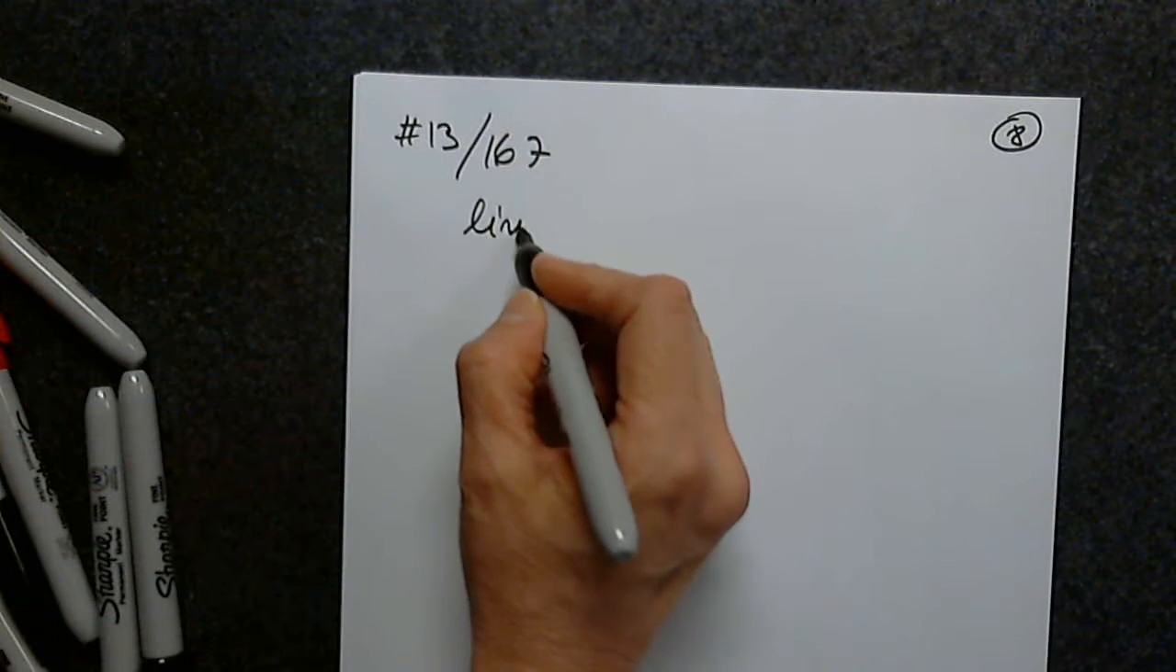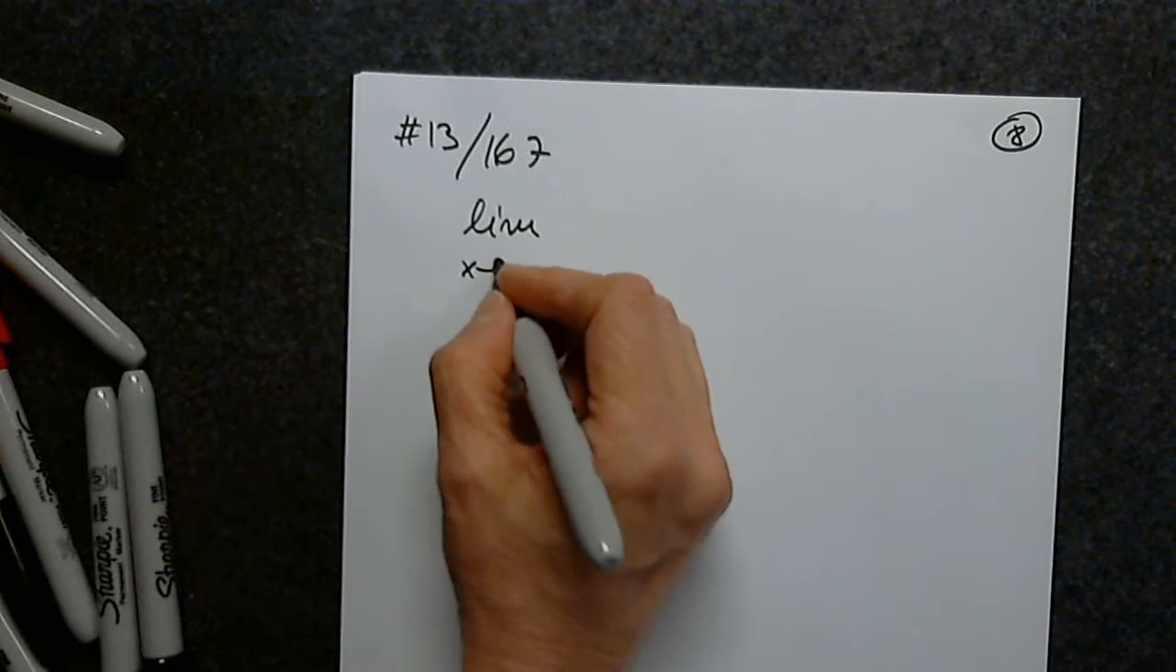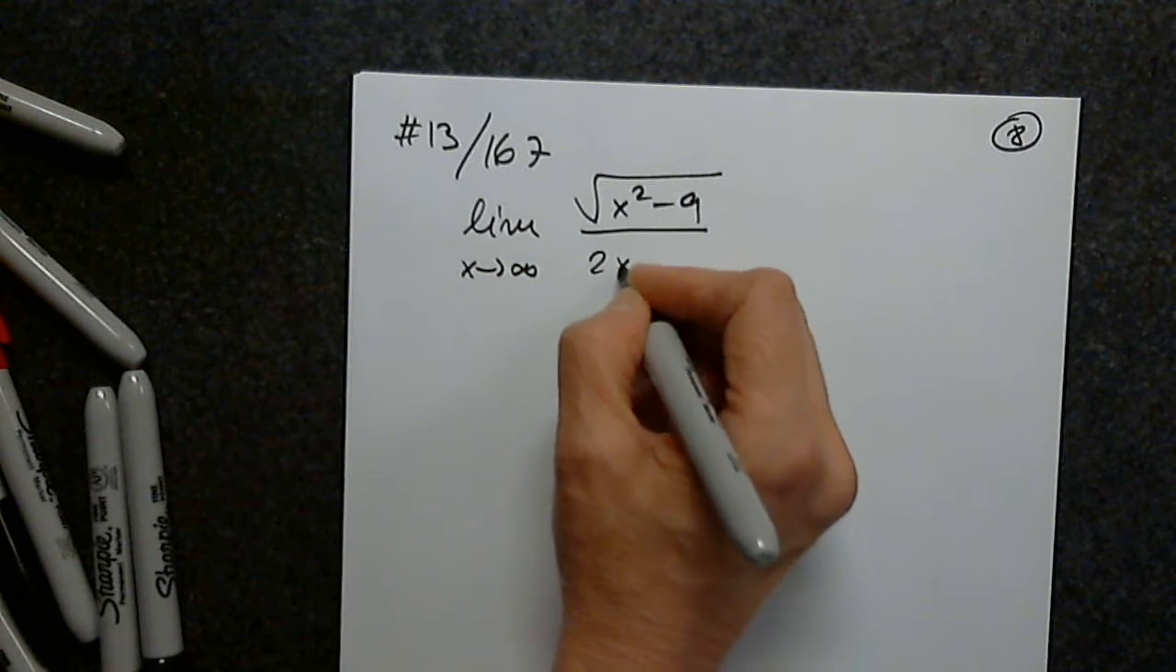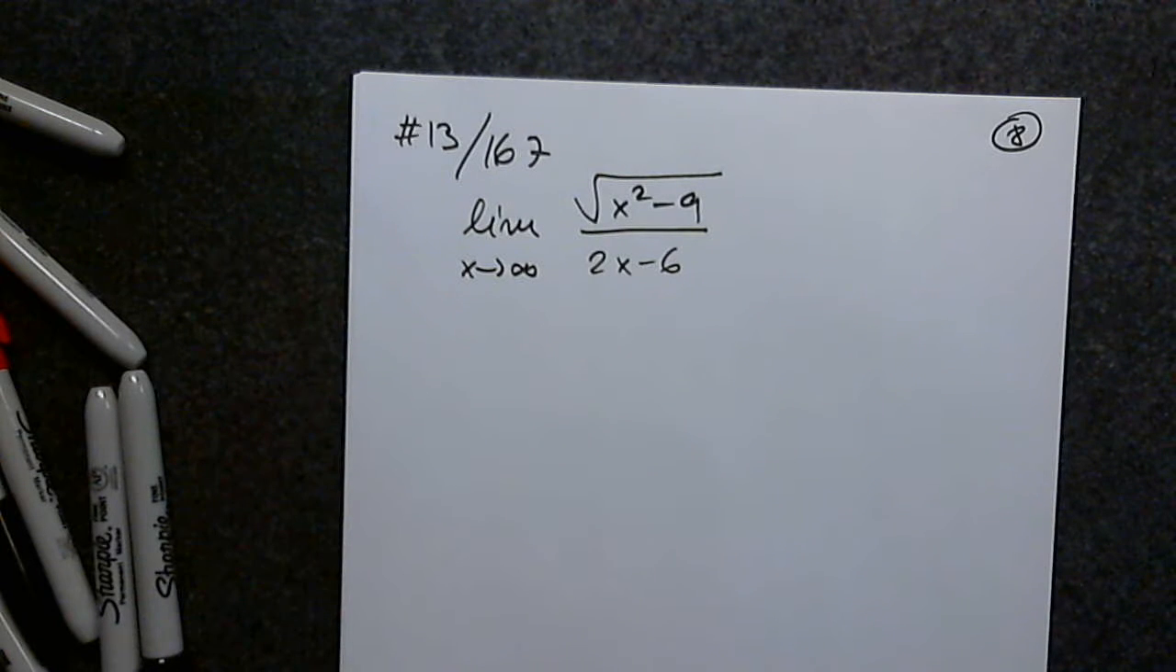So limit as x approaches infinity of the square root of x squared minus 9 divided by 2x minus 6. You are allowed at this point to use anything that you studied in the course. We studied L'Hopital's rule in chapter 3, although it was part of chapter 4. So if you feel comfortable to use L'Hopital's rule at any point in time, on any limit you want, as long as the conditions are fulfilled.